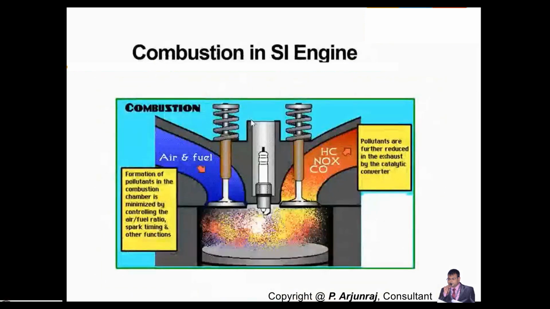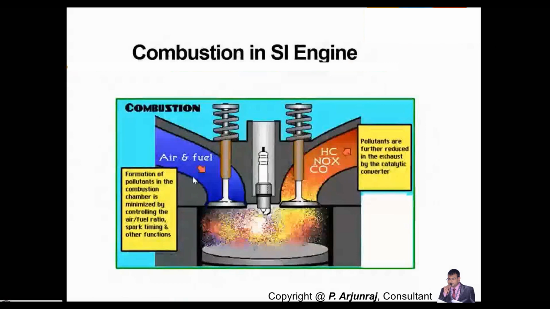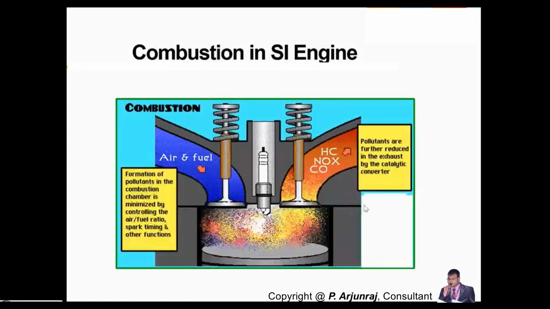This is quite interesting again. So air and fuel both come during the intake stroke. That's why it is called a homogeneous mixture. And when it is going out, what happens? It has hydrocarbons, NOx, CO. And you can eliminate all these things with the help of a catalytic converter. This is what we have seen also in the previous classes.